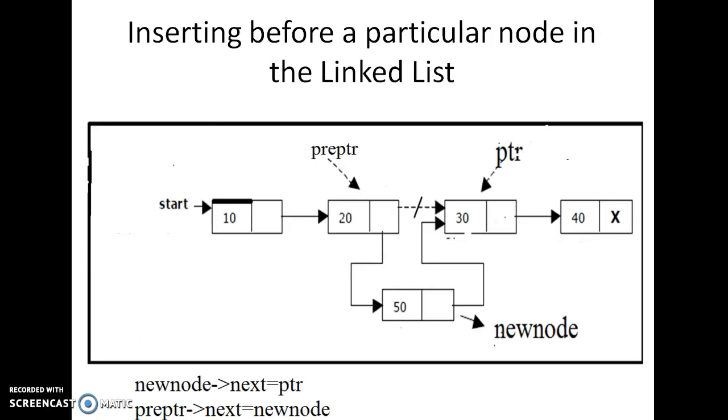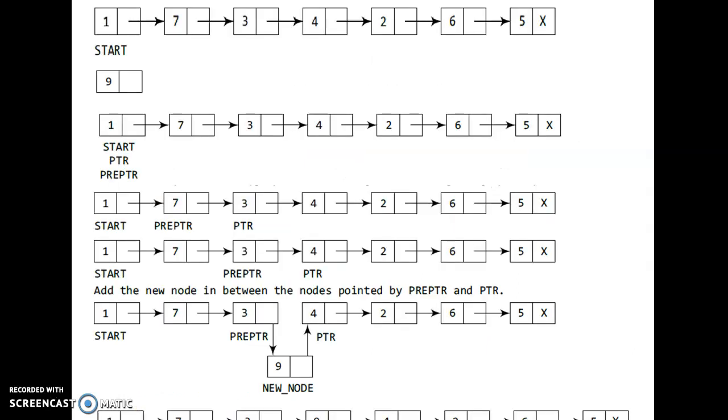Now we'll go to the third type of insertion. We want to insert a node before a particular node. We'll see a detailed example first, then we'll come to the code. Suppose this is the linked list that we have. In this linked list, I want to insert an element 9 before 4. That is, between 3 and 4, I want to insert 9.